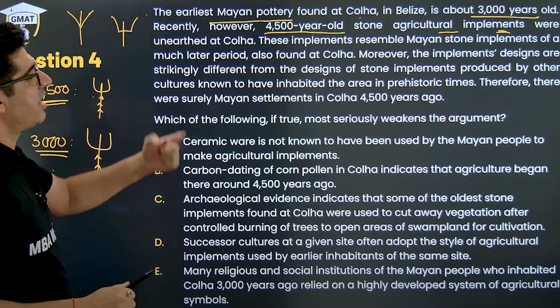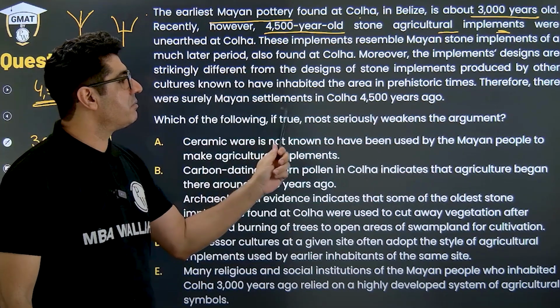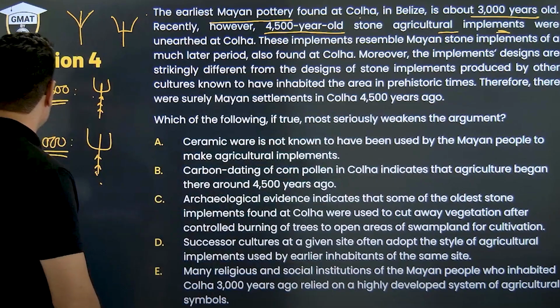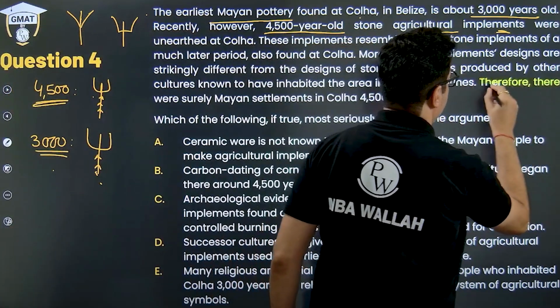हाँ, सो इससे यहां पे हमने क्या कंक्लूड कर लिया? Therefore there were surely Mayan settlements in Kola 4500 years ago. So ये हमारा conclusion आ गया.